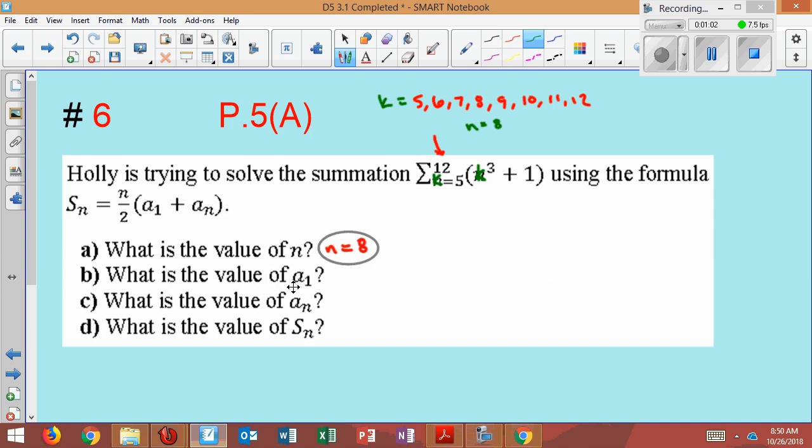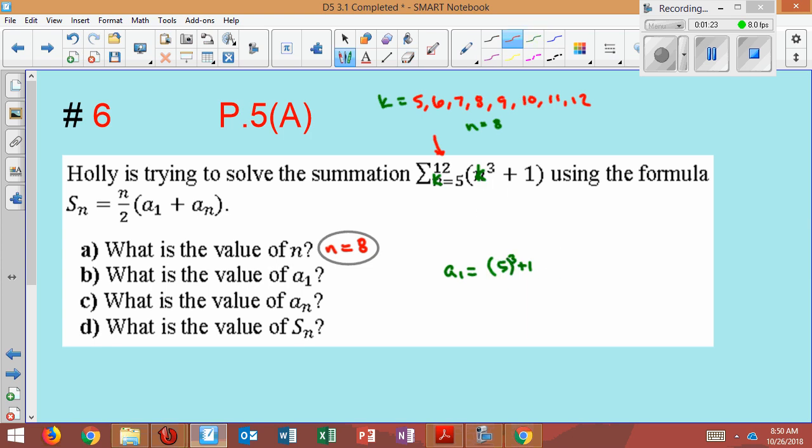And now it says, what's the value of a sub 1? So the first term we would get by plugging in the lowest number here. So a sub 1 would equal the k of 5. So we'll type 5 cubed plus 1. That's going to be my value here. And let me put the parentheses there. That's where I'm substituting. So I plug in 5 right there.